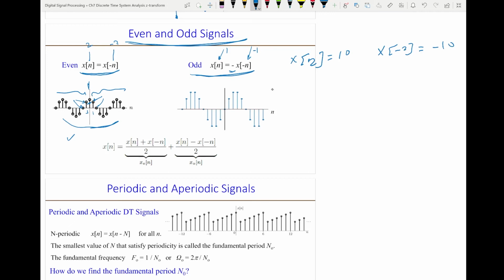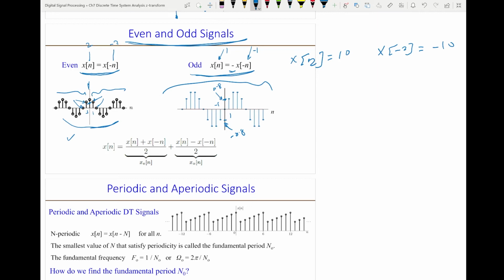And if you plot a sine wave, it looks like this. This is an odd signal. For n and minus n, they have the same magnitude. But if that was, let's say, 0.8, this will be minus 0.8 and so forth. Now, sometimes when the signal is even or odd, it can simplify the process.